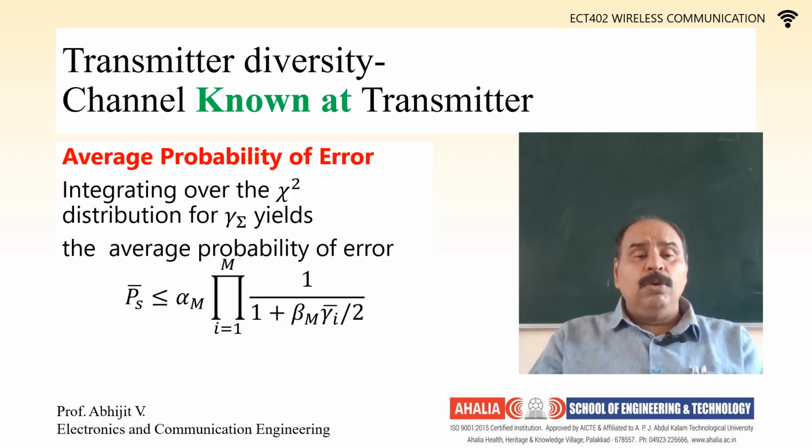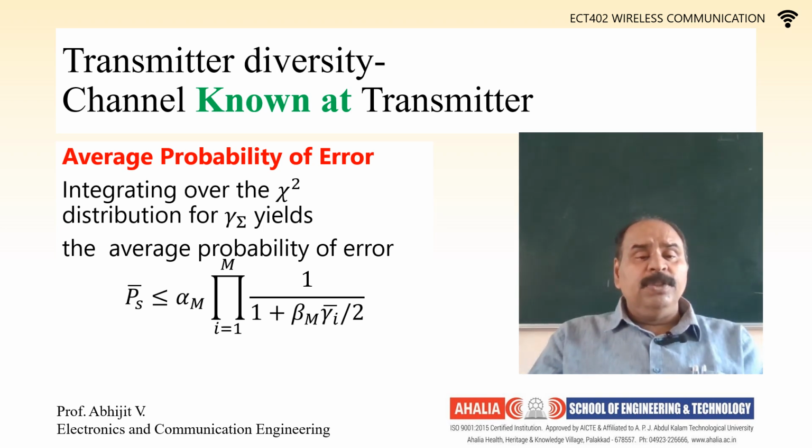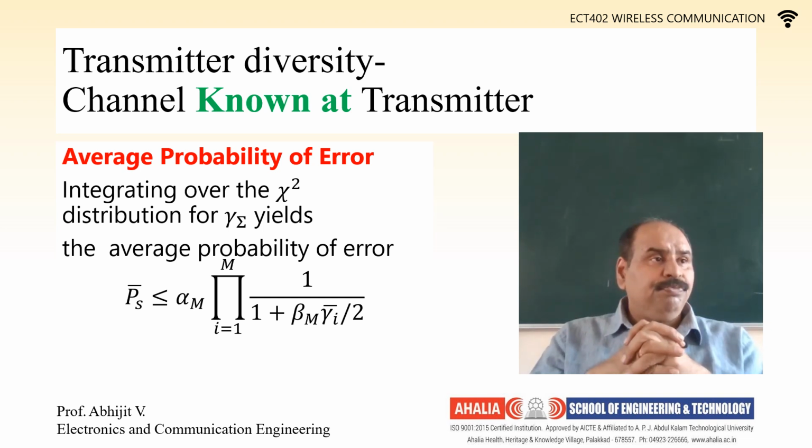Now integrating this over this chi-square distribution for the combiner output gamma sigma yields the average probability of error PS bar or PS tilde, which is less than or equal to alpha m into the product from 1 to m of 1 by 1 plus beta m gamma I, the average instantaneous SNRs, by 2.